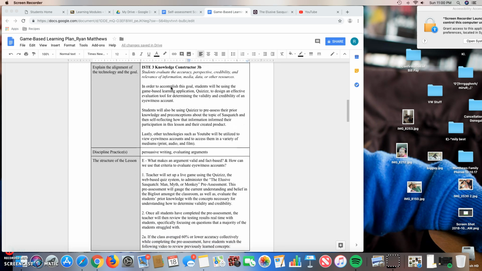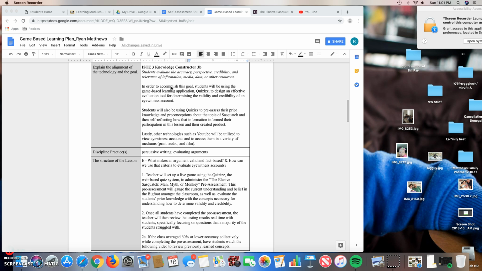So lastly, they'll be doing the ISTE Standard Knowledge Constructor. Students evaluate the accuracy, perspective, credibility, and relevance of information, media, data, or other resources. So again, students are going to be given these eyewitness accounts. And Bigfoot is a topic that a lot of students don't really have preconceived notions about, don't really have any strong opinions about. So it is a topic that's novel and engaging that students will be able to really listen to those eyewitness accounts fresh and then make a decision.